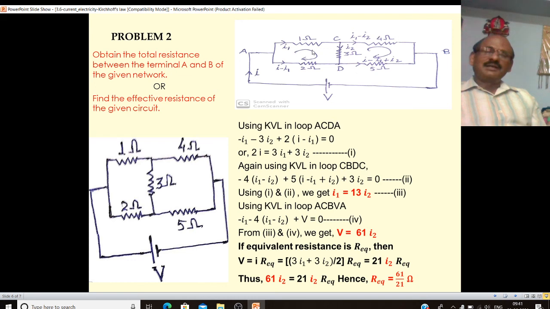If we take the equivalent resistance, then V equal to I R equivalent. Here we can substitute the value of I from equation 1, and we will find V is 21 I2 R equivalent. And here V equal to 61 I2. If we equate these two, we will find R equivalent equal to 61 by 21 ohm. Hope you have understood. Try these two problems yourself first, and a few more problems.